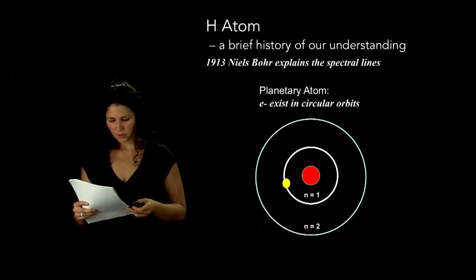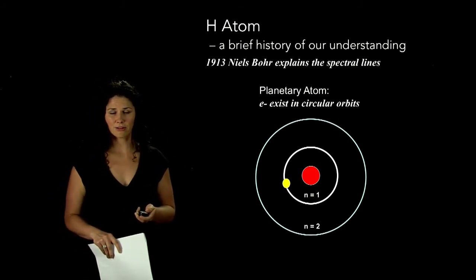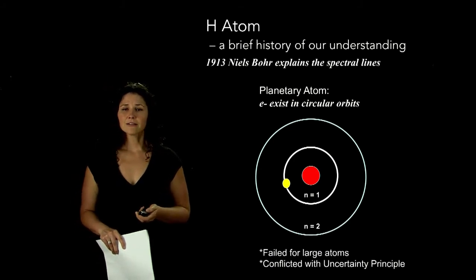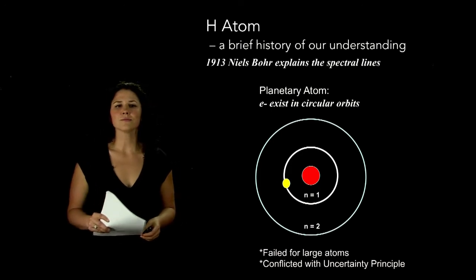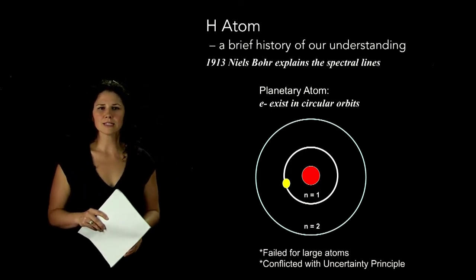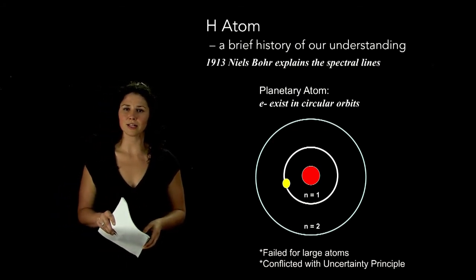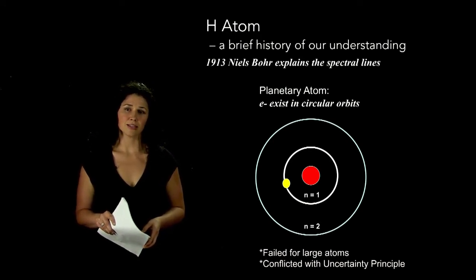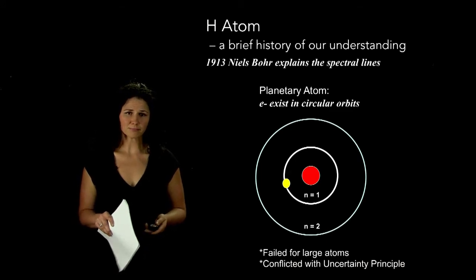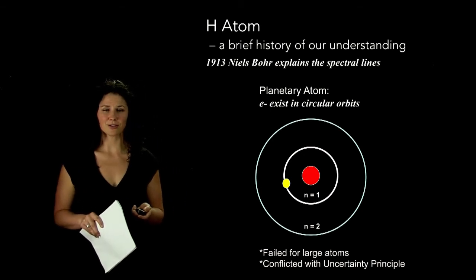So the problem with this model was that it failed for large atoms. It worked for hydrogen, but it didn't work for anything larger than hydrogen. And it conflicted with the uncertainty principle. And so the uncertainty principle basically says that for something moving so fast as an electron, you can't know exactly where it is. And this planetary atom model indicates that you know exactly where the electron exists in a circular orbit. So these were two problems that scientists had to deal with and find a solution for.